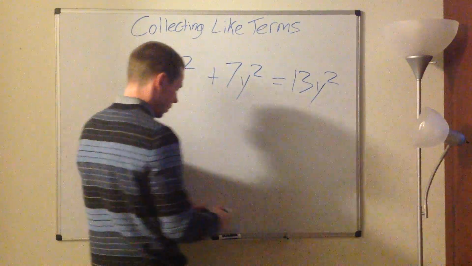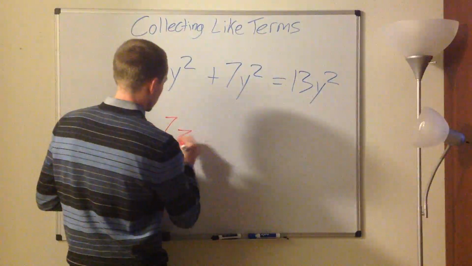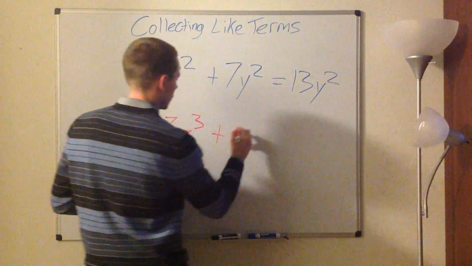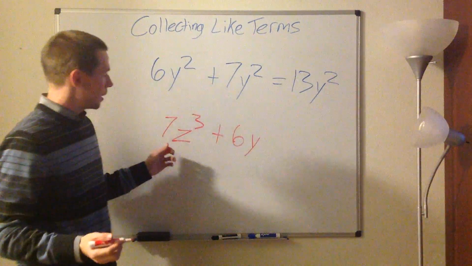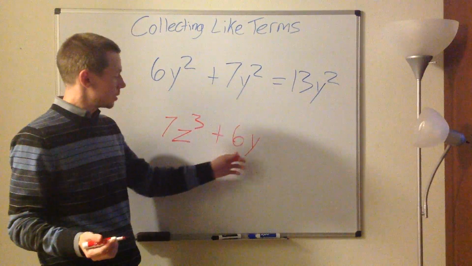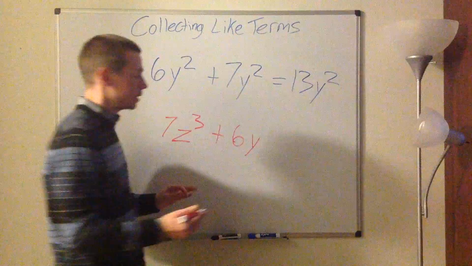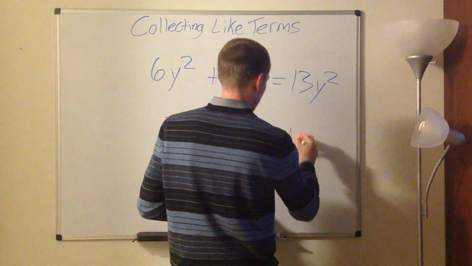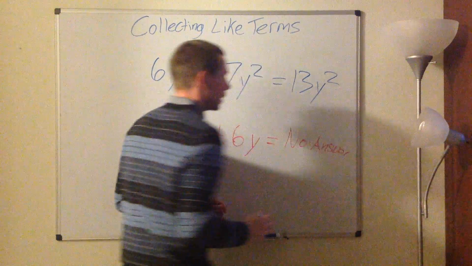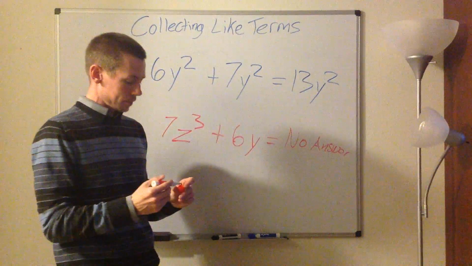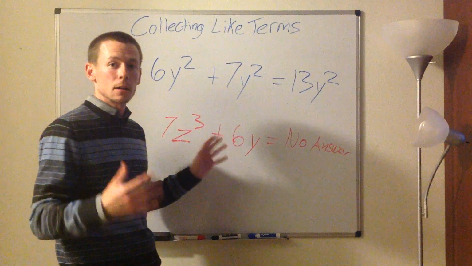However, can we do 7z to the third power plus 6y? No. The z to the third and the y are different. No answer, in other words, can't combine. So this concludes this video on collecting like terms.